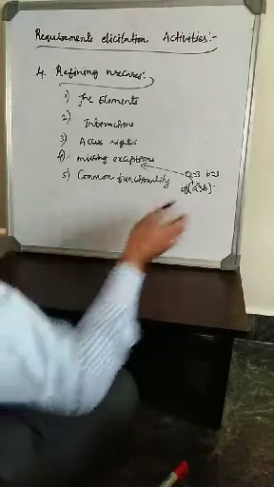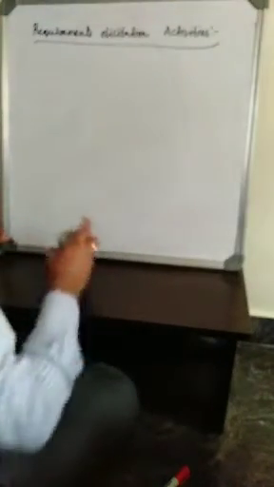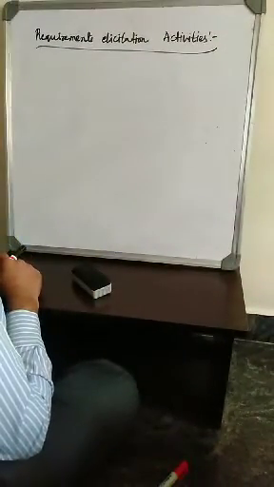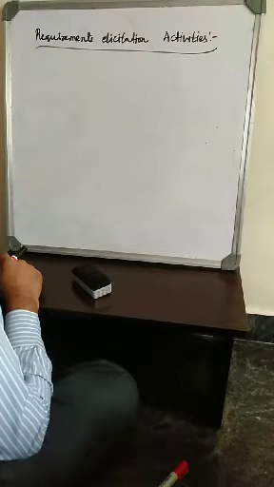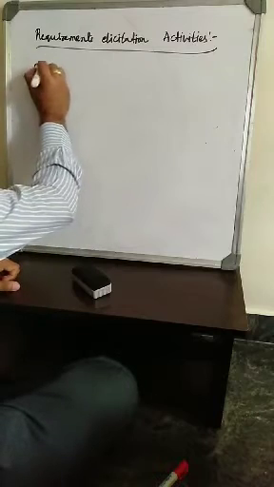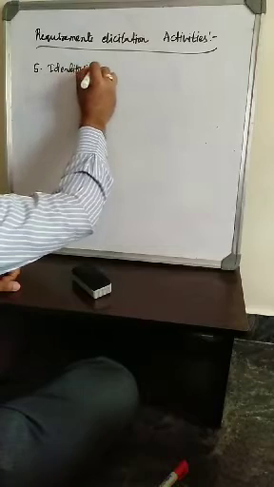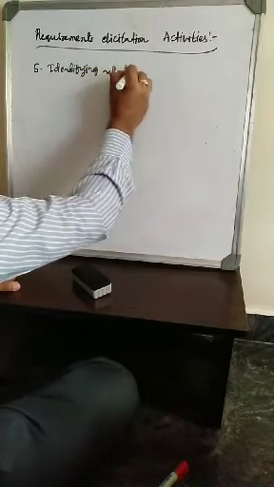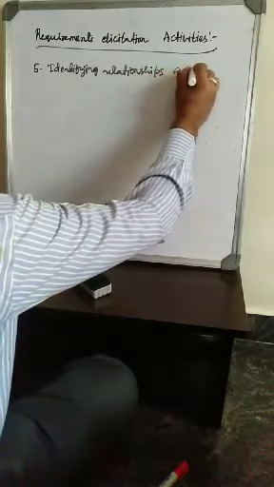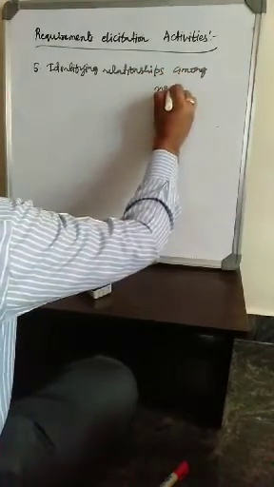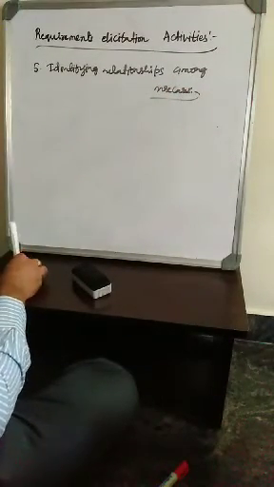Okay. So next, after identifying the use cases, we go on to identifying the relationships among actors and use cases. The fifth one is identifying relationships, identifying the relationships among use cases.